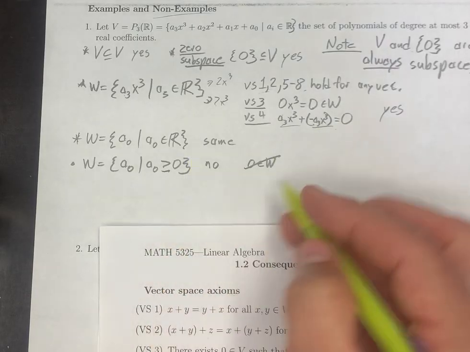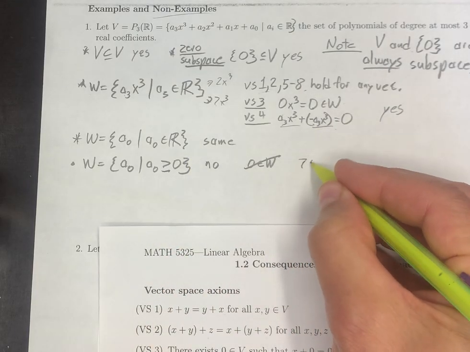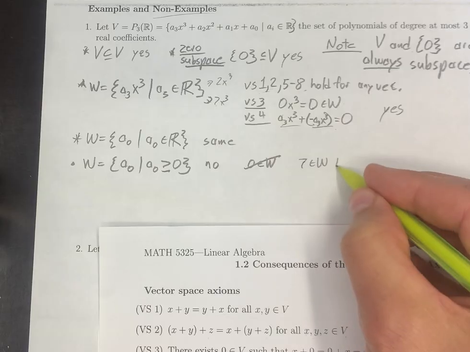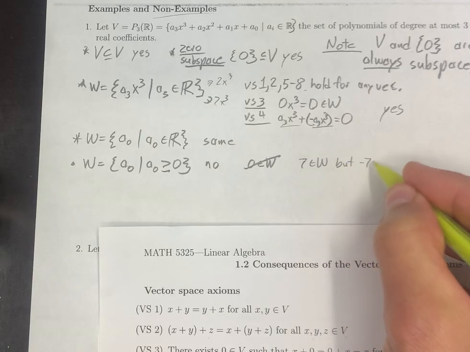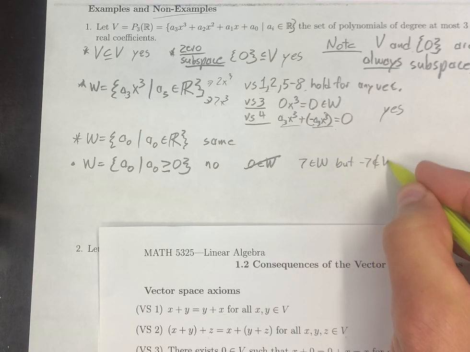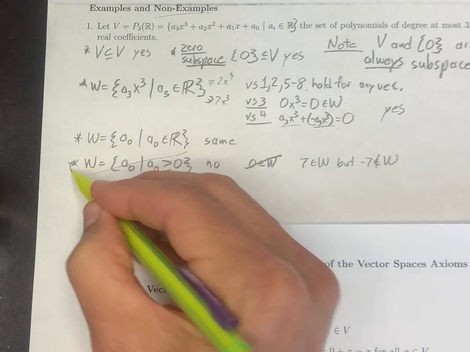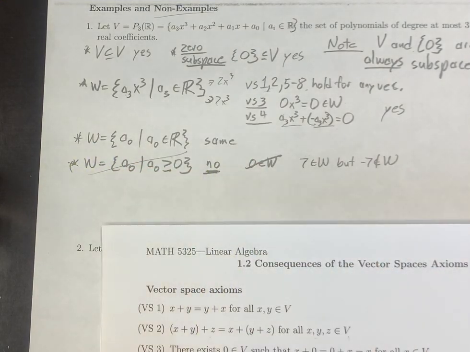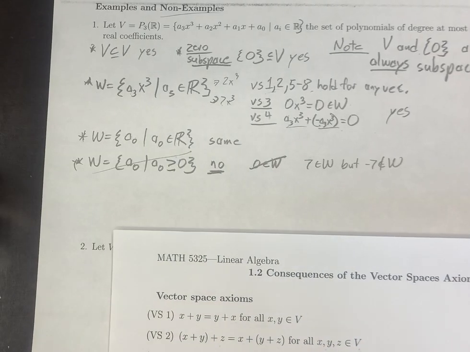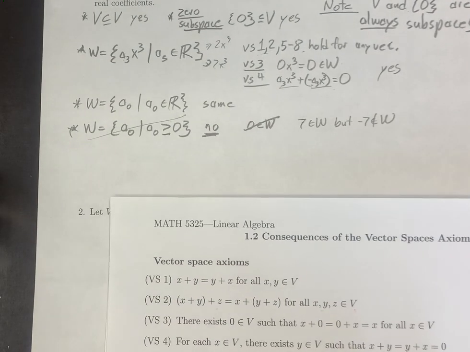Well, if you had 7 in W, -7 is not in W. So this doesn't work, right? This is not an example, even though the others were. So it's worth sort of thinking about what is an example and what isn't an example.